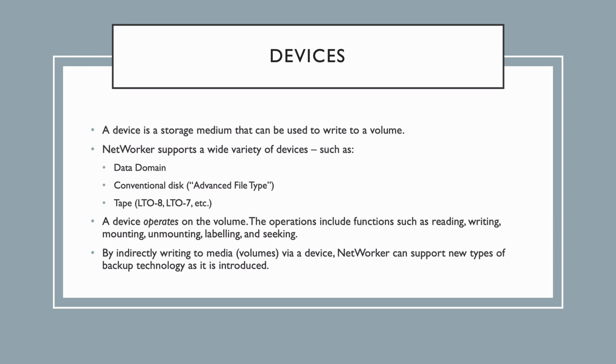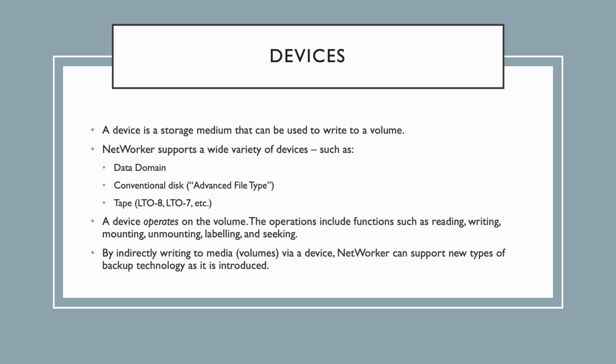A NetWorker device is a storage medium that can be used to access a volume for reading, writing, and so on. NetWorker sends data to a device service assigned to that device, and the service handles writing the data to the media within the device. This lets NetWorker add support for new types of backup technology more easily, and NetWorker has certainly supported a lot of different device types over the years. Common device types that you may run into will include the Data Domain device type, conventional disk, which NetWorker refers to as an advanced file type device, and the various tape formats such as LTO8, LTO7, and so on.